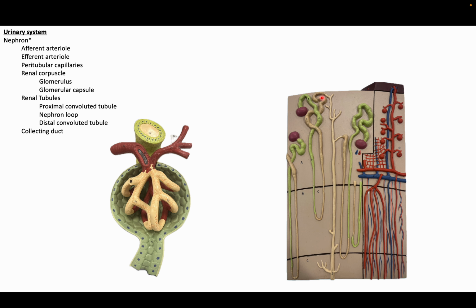Anything that doesn't get reabsorbed at this point is going to end up in the collecting duct. So in the collecting duct, we actually have formed urine at this point. The collecting duct is going to take the urine into the minor calyx, which takes it to the major calyx, which takes it to the renal pelvis, and then that ends up in the ureter. So if you remember from the diagram that I showed you before.